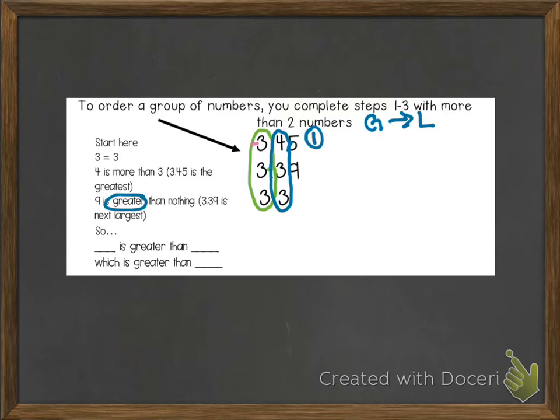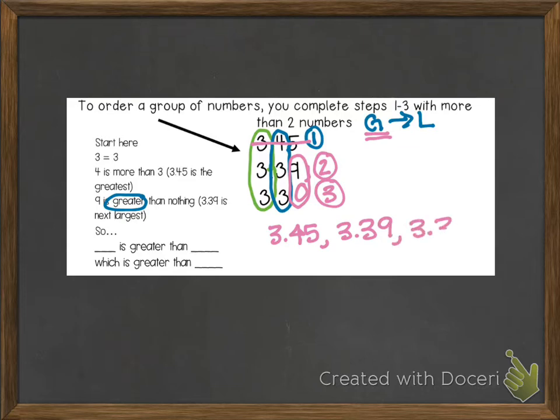I'm comparing, so that one's done. I'm comparing these two numbers. We know that as a placeholder, we put 0. So I'm comparing 9 to 3. Again, I like to remind myself that I want greatest first. So that's a 2, and that's a 3. So that means that the order is 3.45, 3.39, and 3.3. So that means that 3.45 is greater than 3.39, which is greater than 3.3. Box your answer.